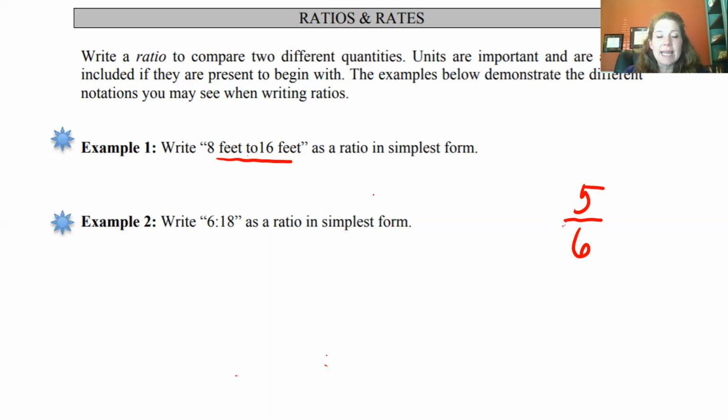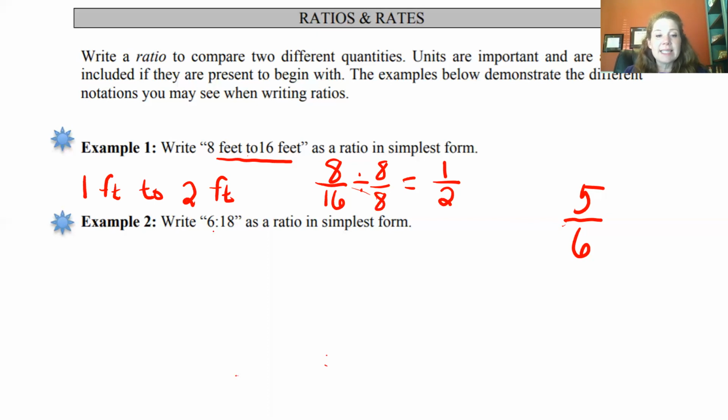It says write 8 feet to 16 feet as a ratio in simplest form. If I wrote 8 to 16 that looks like a fraction, then you would realize both of these numbers are divisible by 8, and you would simplify the fraction to 1 to 2, or 1/2. I'm going to simplify this ratio in the same way. So the ratio would be 1 foot to 2 feet. That's the ratio. It's the same as this, except it's simplified.